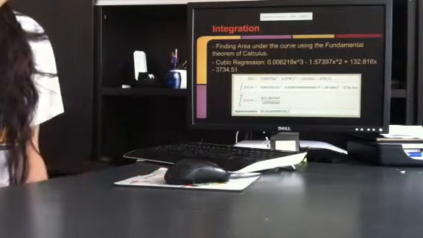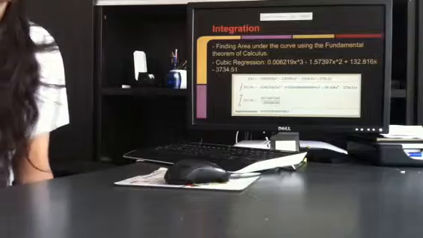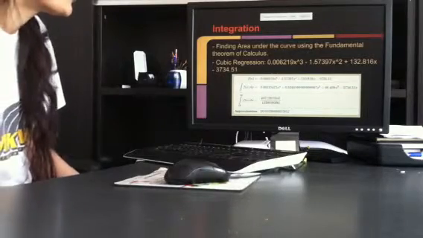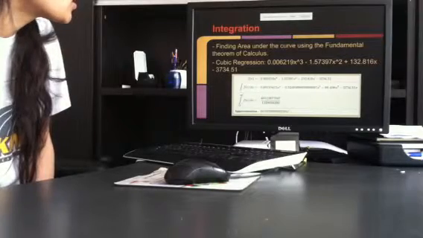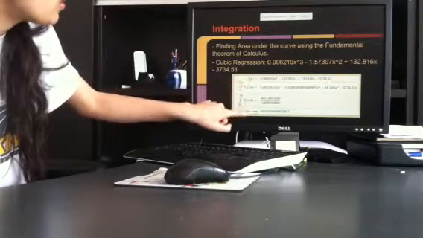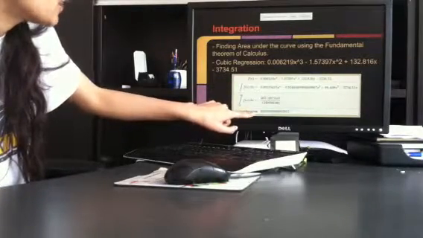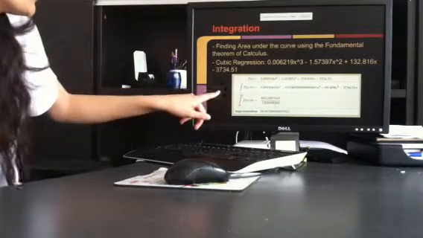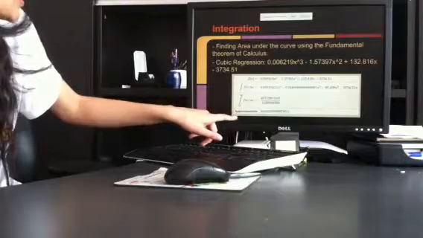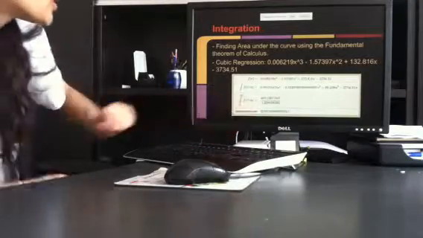I found the area under the curve using the fundamental theorem of calculus, and I used my cubic regression. So this is how I found the answer using integration, and my answer came out to be 38.007.